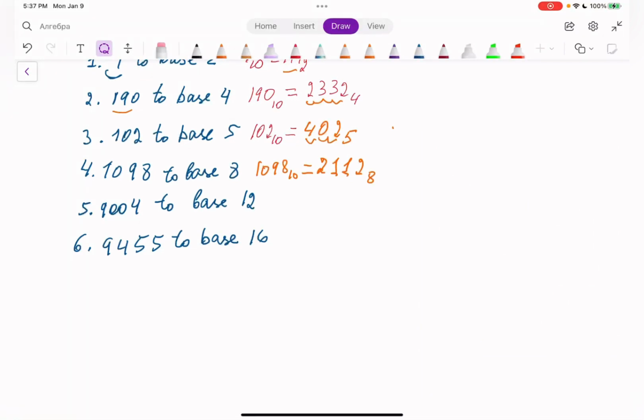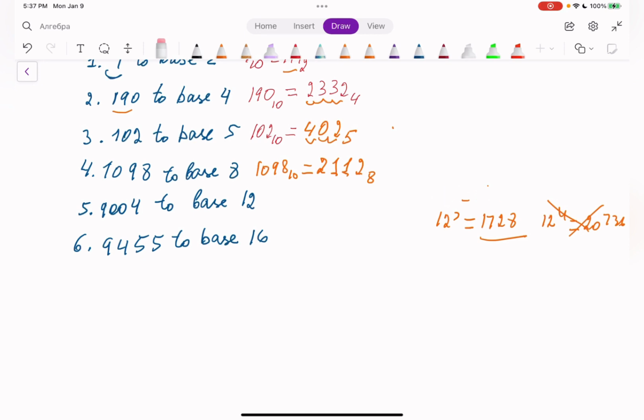So 12 to the power 2 is 144. 12 to the power 3 is going to be 1728. 12 to the power 4, if you check on your calculator, is going to be 20,736. So 20,000 is falling out because we have 9,000. So we're going to use this one. 12 to the power 3 is going to be our number.